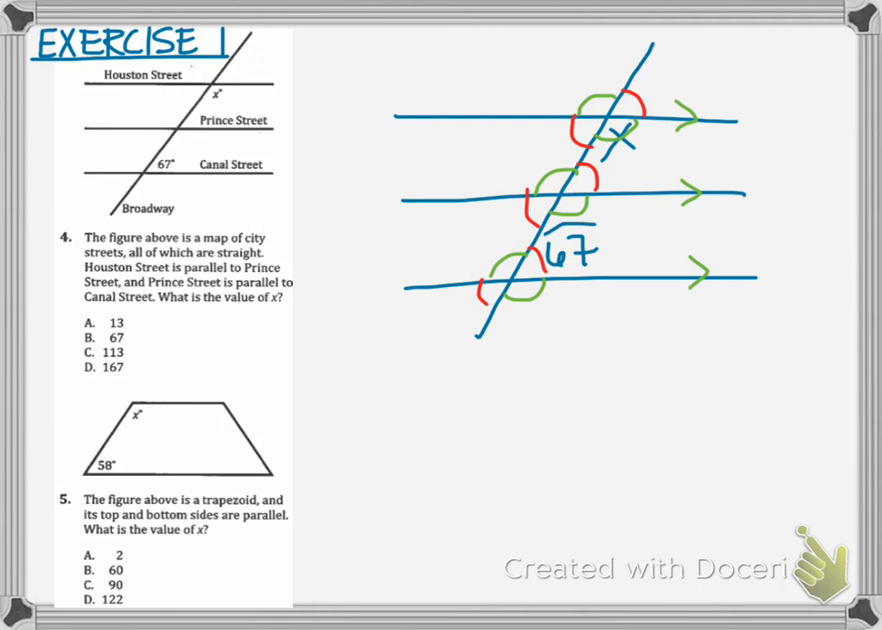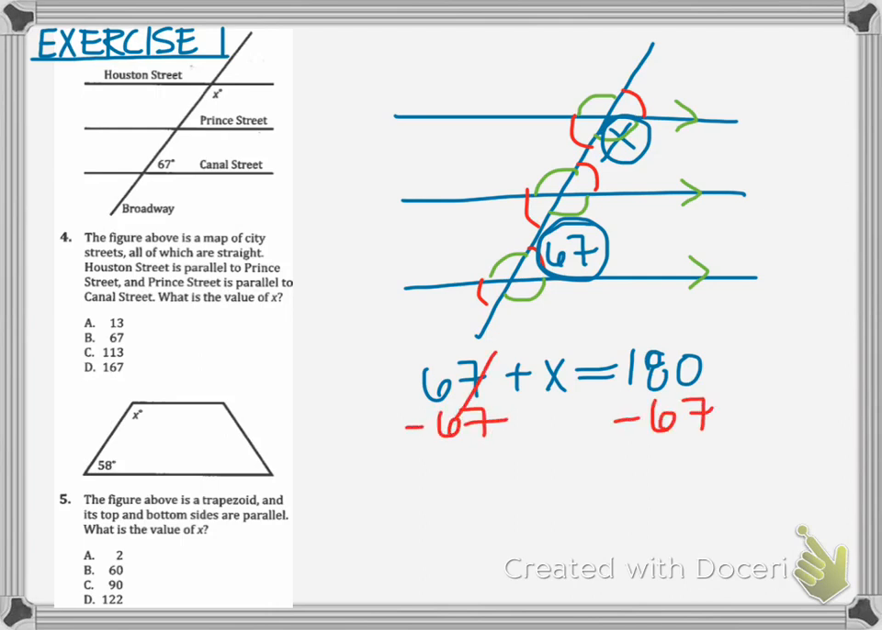So I can see my 67 is red, my X is green, so these are going to add up to 180. So all I have to do to figure out what x is, subtract the 67 from both sides. So x equals 180 minus 67 is 113. So that's the value of x, which is C.